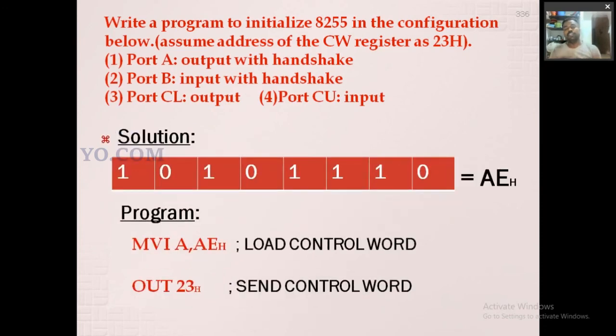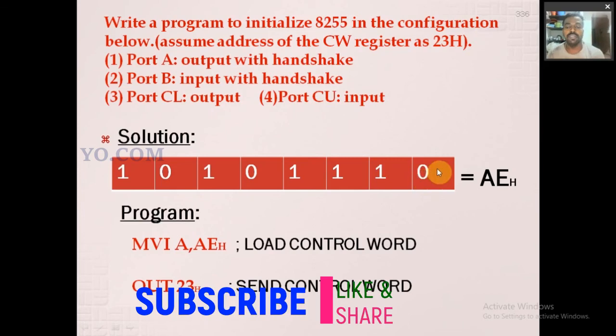According to that condition, we can fill the control word register. This is the control word register, which we studied in a previous slide. So this is the output, these are the input, this is the mode, and similarly this is input, this is output, this is 01 meaning mode 1, then this is the I/O mode. According to the control word format, we can fill the data based on the requirement. So the 8-bit number is AE in hexadecimal form.